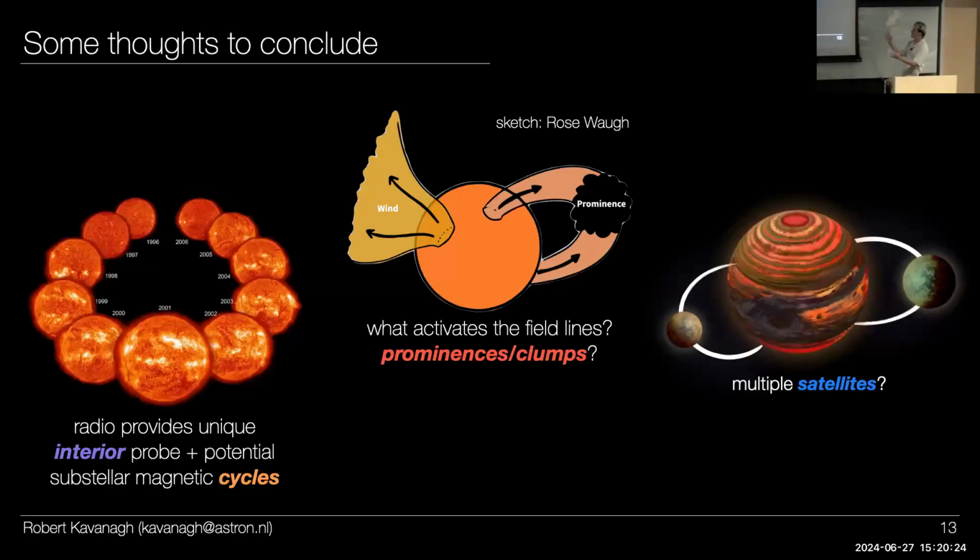I'll leave you with some concluding thoughts. Something that we can potentially do with this method is maybe trace magnetic cycles on these objects, if they have them. Obviously, an open question is why these field lines are activated. One option I was thinking about was maybe prominences, but that's very hand-wavy. Also satellites, which is a natural option. We need lots more data to figure this out. But yeah, that's it. Happy to take questions.